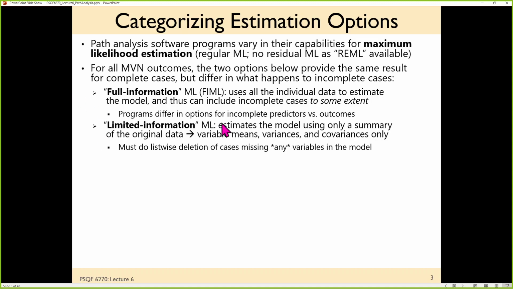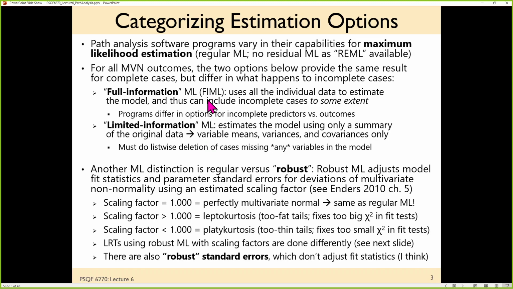But they would be limited information, and that means that you would not be allowed to have missing cases. Basically, the summary has to be internally consistent with the cases that it was created using. Nowadays, people would never do it this way unless they were stuck with archival data. Full information is the default in all the packages.